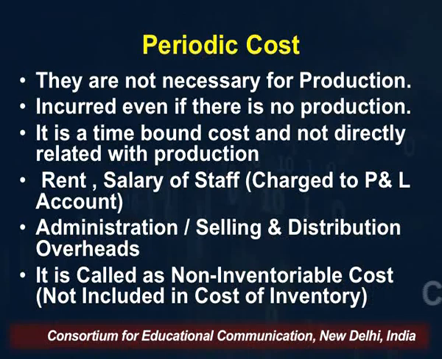Rent, salary of staff, they are always charged to profit and loss account, and that is why these periodic costs are not considered in the calculation of cost, right? Administrative and selling and distribution overheads are known as periodic costs, because you cannot assign exactly how much amount belongs to this product. That is why they are known as periodic cost. And remember, periodic cost is also called non-inventoriable cost.